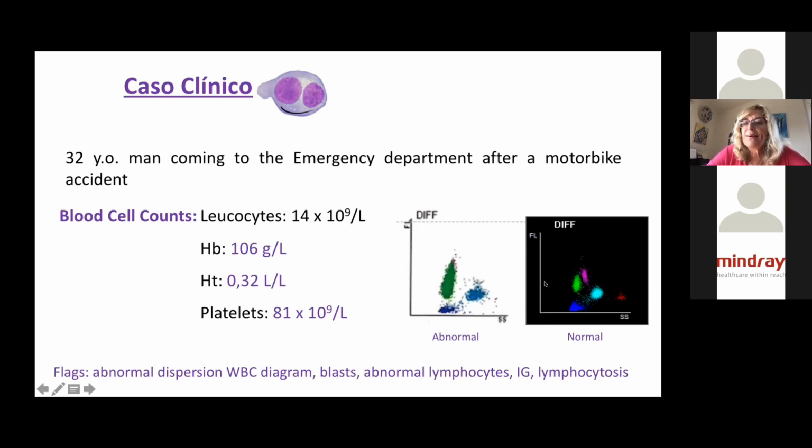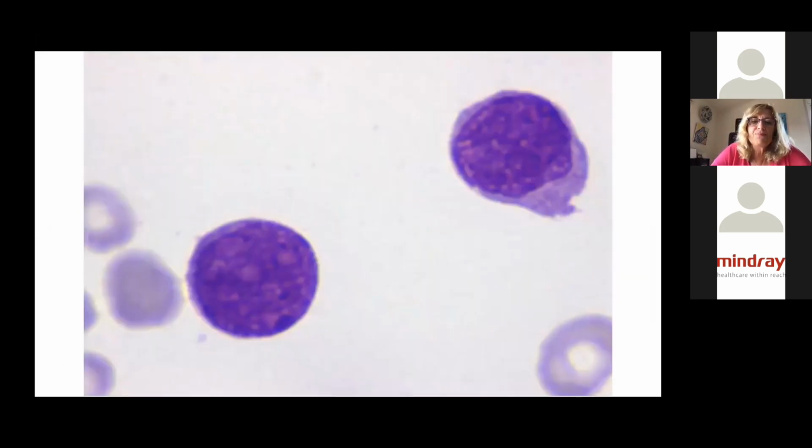If you compare with the normal, you can see two populations, the lymphocytes and the monocytes, and here there is only a big cluster of cells that we don't know. So flags show an abnormal dispersion of the diagram of the leukocytes: blasts, abnormal lymphocytes, immature granulocytes, and lymphocytosis.